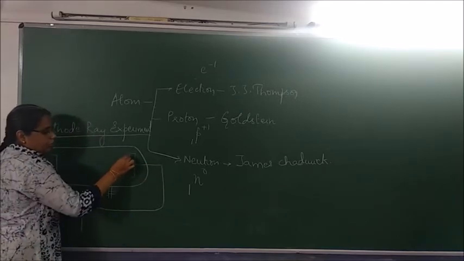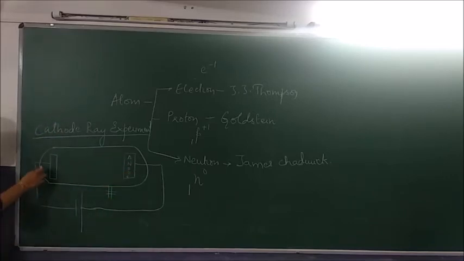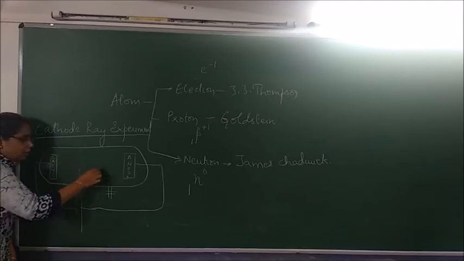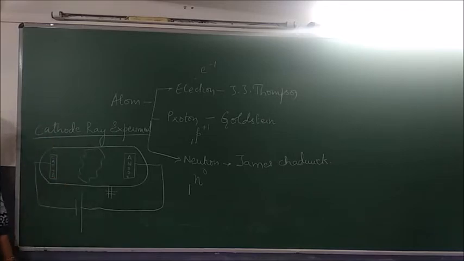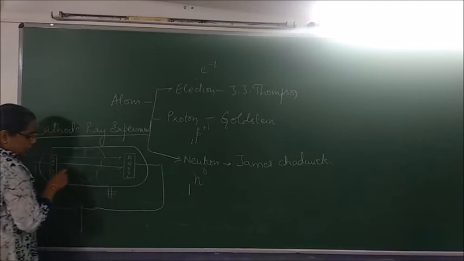Anything which is connected to the positive is called what? Anode. Anything which is connected to the negative is called what? Cathode. So cathode and anode. Okay? So when the gas was taken at an extremely low pressure and a high discharge electric current or a high potential was applied, we found that a glow is produced at the center. A glow is produced at the center of the gas discharge tube, which shows that some invisible rays travel from the cathode and move towards the anode.